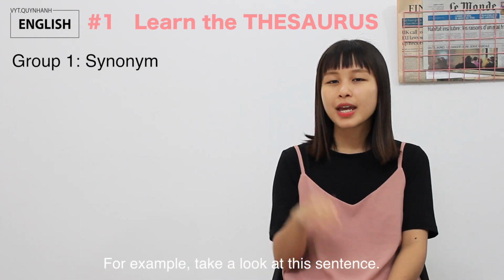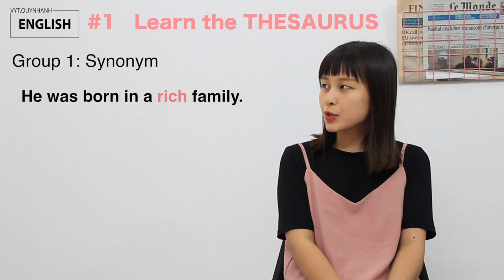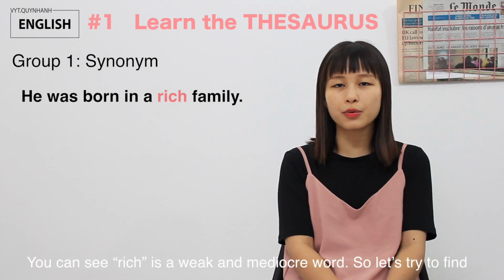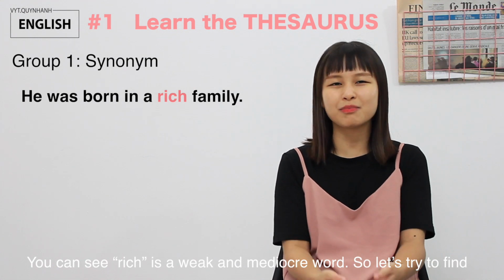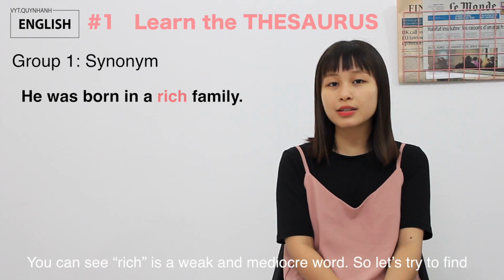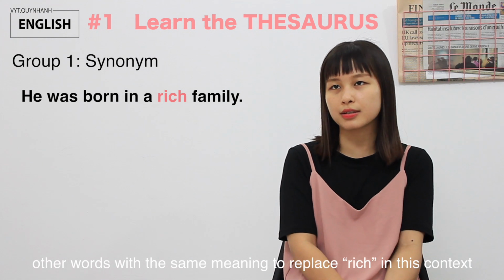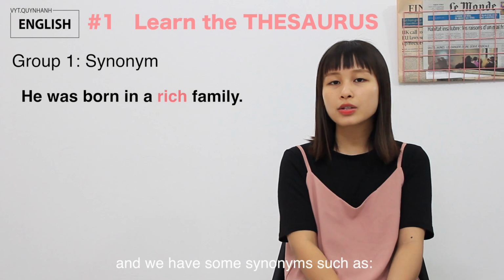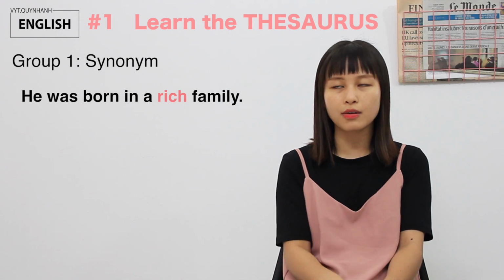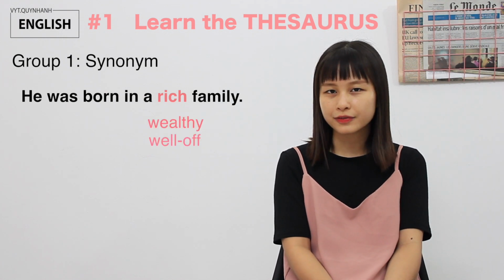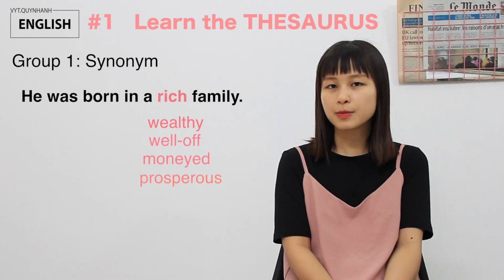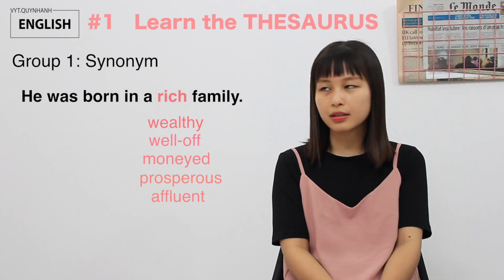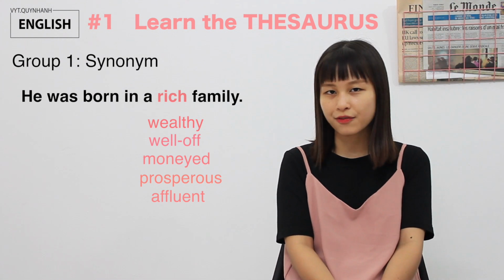For example, take a look at this sentence: he was born in a rich family. You can see rich is a very weak and mediocre word. So now let's try to find other words with the same meaning to replace rich in this context. So we have some synonyms such as wealthy, well-off, moneyed, prosperous, affluent. So instead, we can say he was born in a prosperous family.